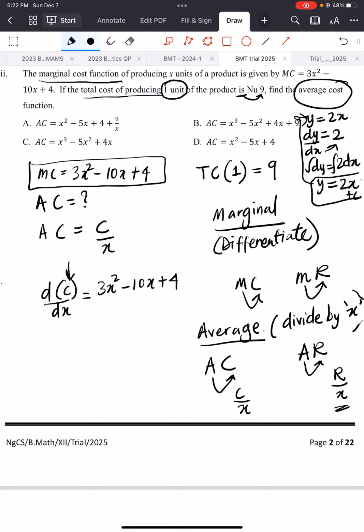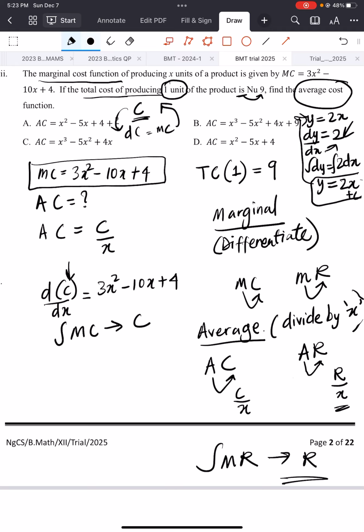So what does this mean? It means that you have a cost function, and if you differentiate cost you get marginal cost. Now you need to go back. So if you integrate the marginal cost, you should know that you will get cost. Similarly, if you integrate marginal revenue you will get back revenue.